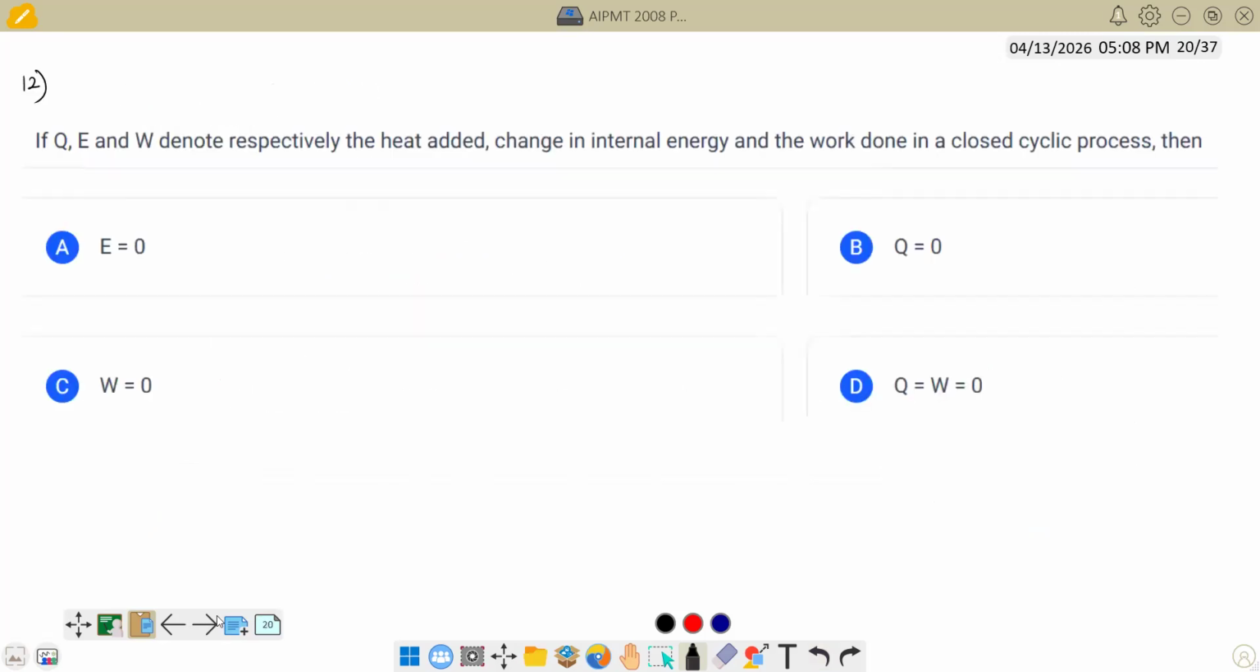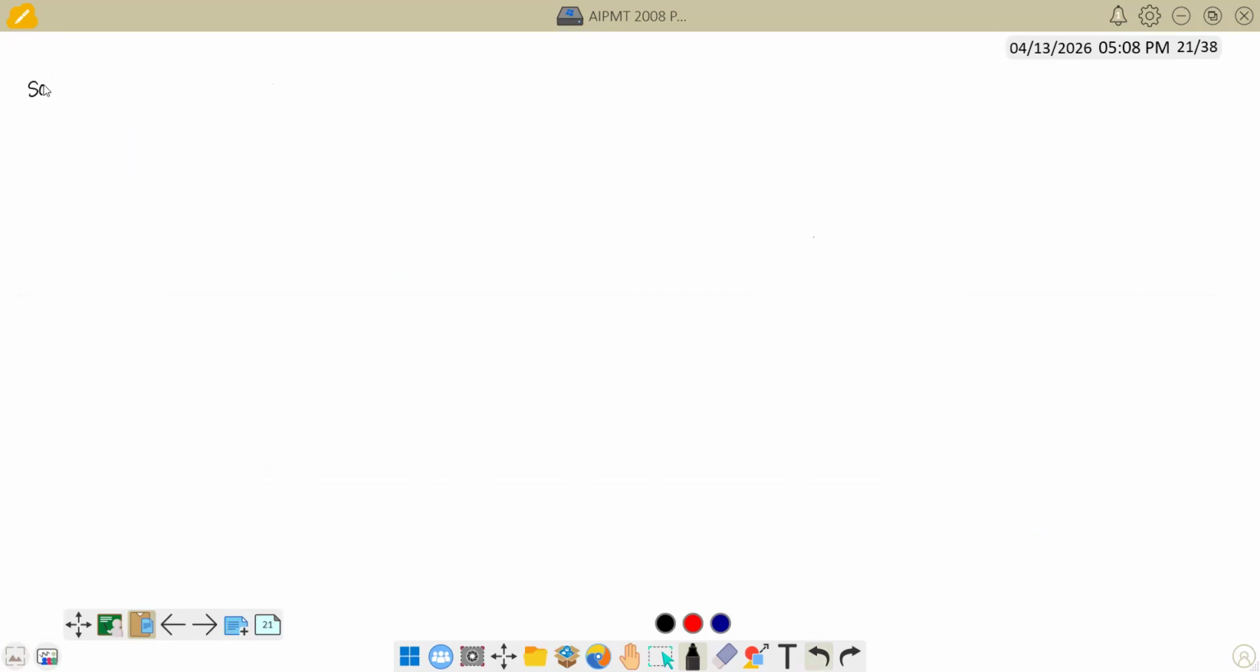We'll go for the next one. If Q, E, and W denote respectively the heat added, change in internal energy, and work done in a closed cyclic process, then see, it's telling closed cyclic process. So first you have to understand what happens in a cyclic process.